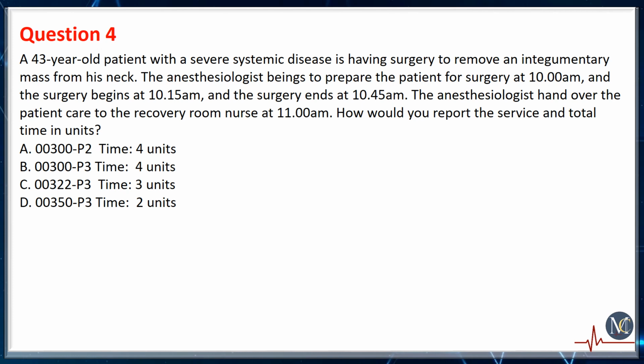Option A is 00300 along with modifier P2 and time equal to 4 units. Option B: 00300 along with physical status modifier P3 and time is 4 units. Option C: 00322 along with modifier P3 and time is 3 units. Option D: 00350 along with modifier P3 and time is 2 units.